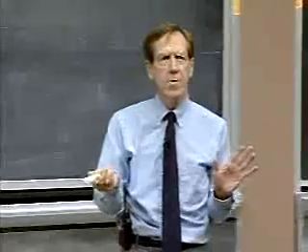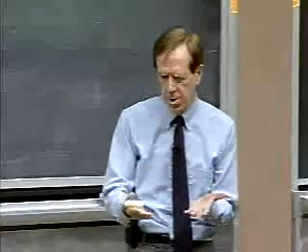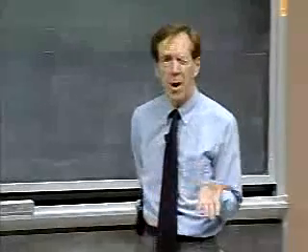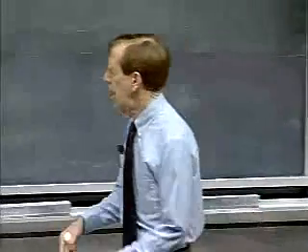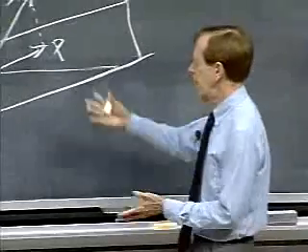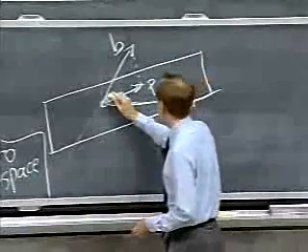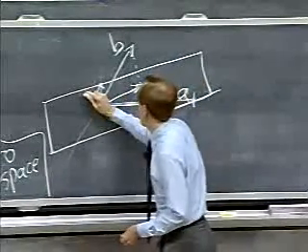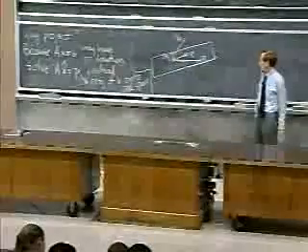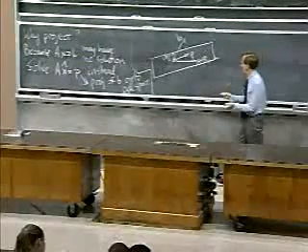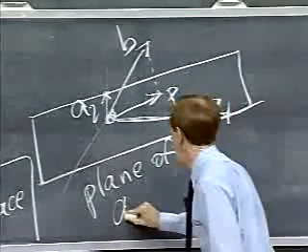Now, first of all, I've got to say, what is that plane? To get a formula, I have to tell you what the plane is. How am I going to tell you a plane? I'll tell you a basis for the plane. I'll tell you two vectors, A1 and A2, that give you a basis for the plane. So let's say there's an A1, and here's a vector A2. They don't have to be perpendicular, but they better be independent, because then that tells me the plane. The plane is the plane of A1 and A2.